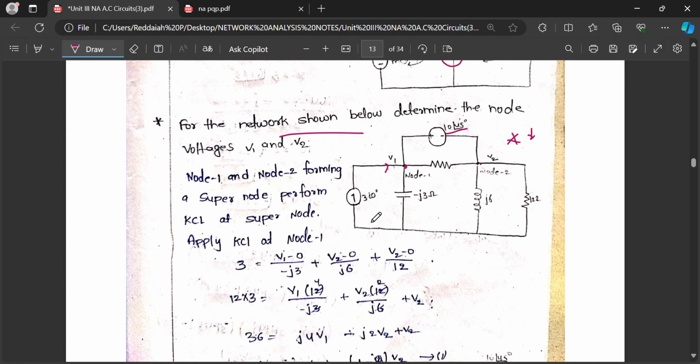At node 1, if you apply KCL, incoming currents equal outgoing currents. Assume the incoming current is 3 at an angle of 0 degrees. The outgoing currents are V1 minus 0 by j3, which is the capacitor, minus j3, plus V2 minus 0 by j6, which is the inductor, plus V2 minus 0 by 12, the 12 ohm resistor. Here 0 is the ground potential.